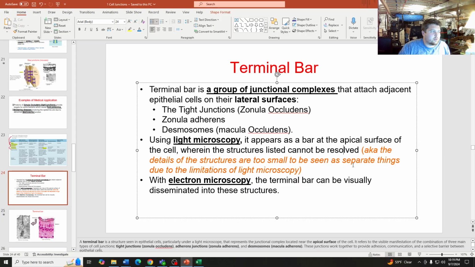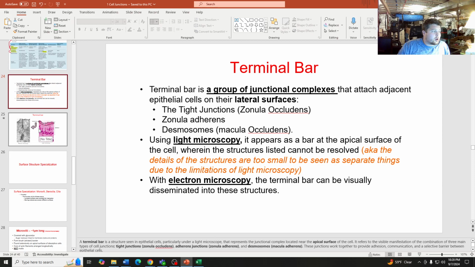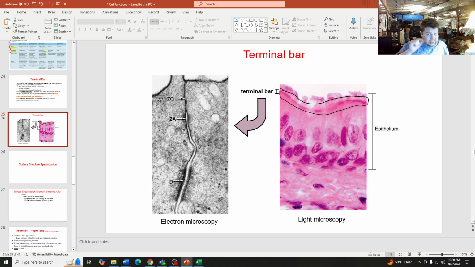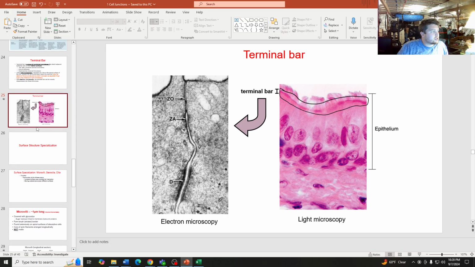Resolved is just a fancy way of saying seen. They can't be differentiated. They can't be separated. But there's another type of microscope called an electron microscope. This literally uses electrons. It shoots little electrons into everything, and it has a reader that reads the electrons and the way that they interact. And with this you can see a lot deeper and in much more detail. So here we can actually see each of these different zones on an electron microscopy.